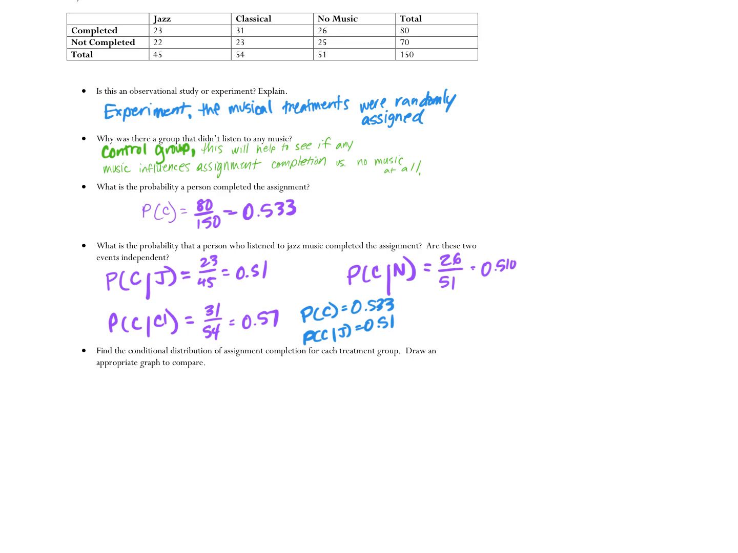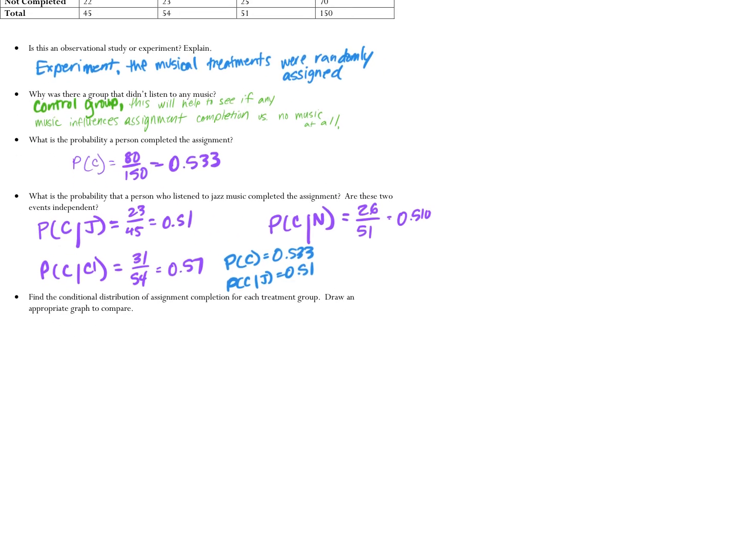In order for the two events to be independent, these two things would need to be identical numbers. They are not. Is everybody good? So, based on what we know, we would say these two events are not independent because the probability of completing is bigger than the probability of completing given jazz. Those two probabilities would have to be the same. And if I were asking you about just the 150 people in this sample, this would be 100% the right answer.